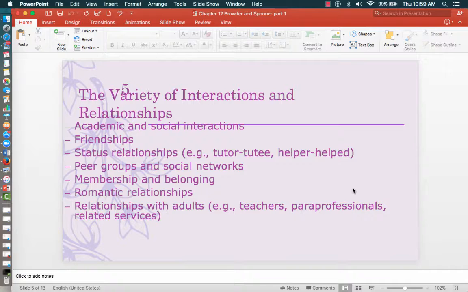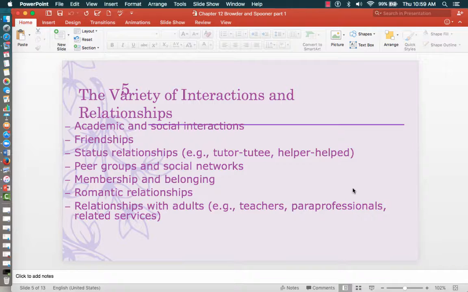Looking at what types of memberships they have. Now, we're not talking about outside of school. We're talking about what kind of group memberships they are a part of. When you put them into a group in the classroom, does everybody in that group accept them and work with them?